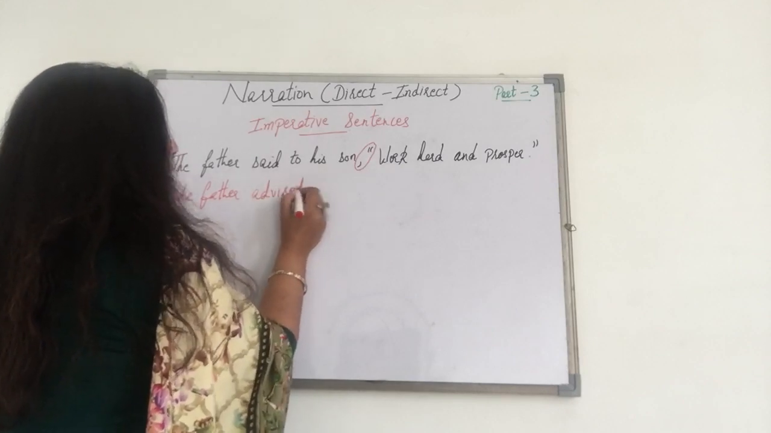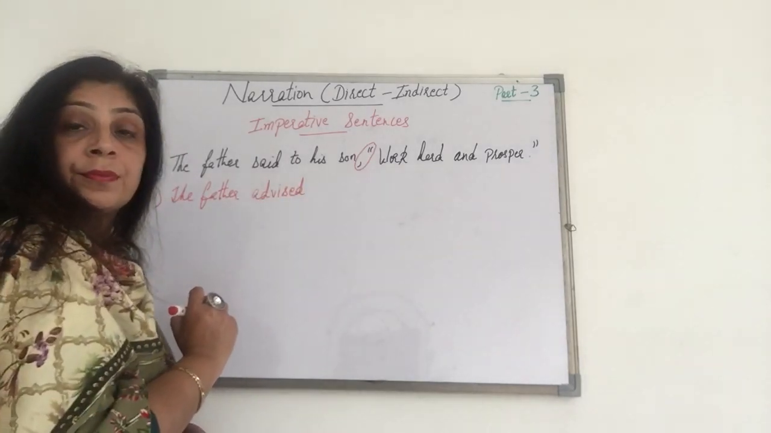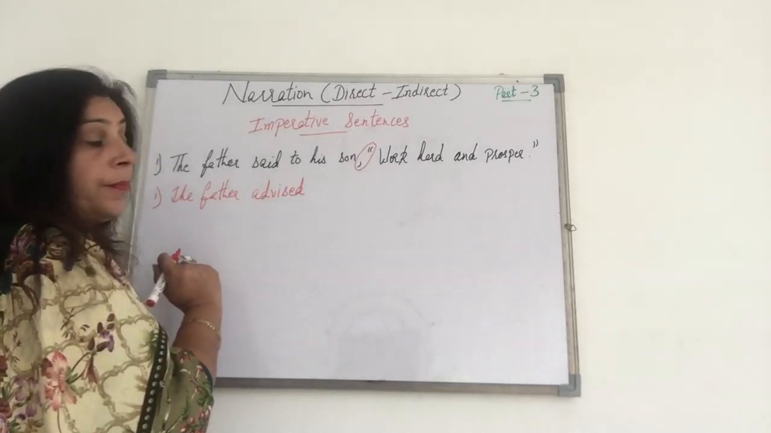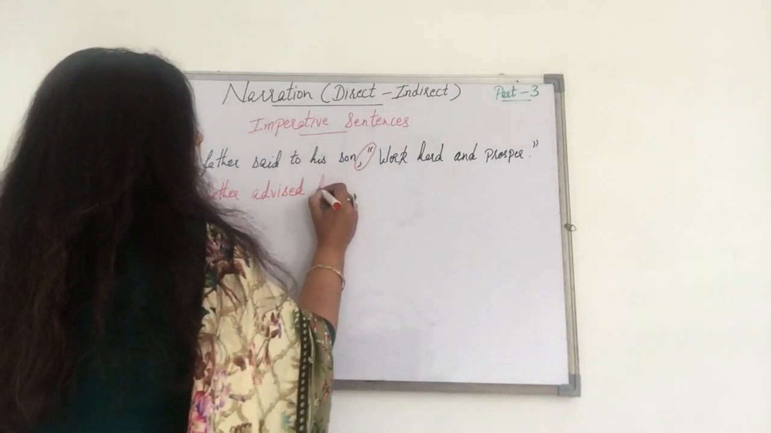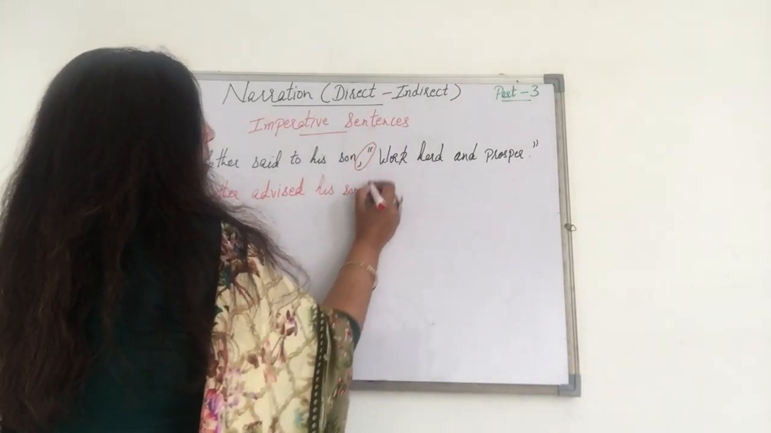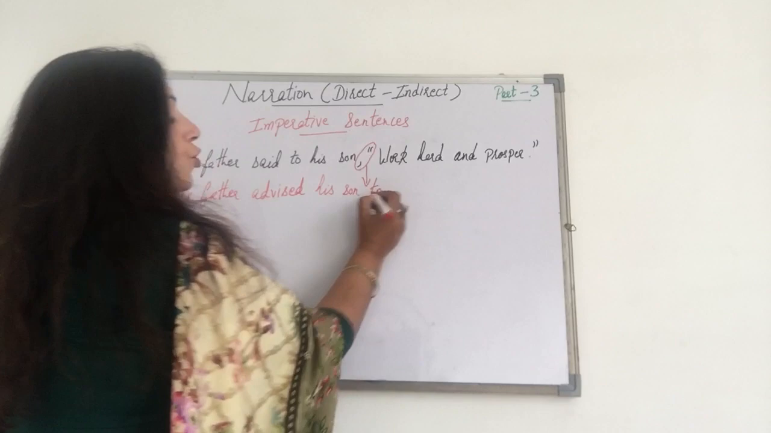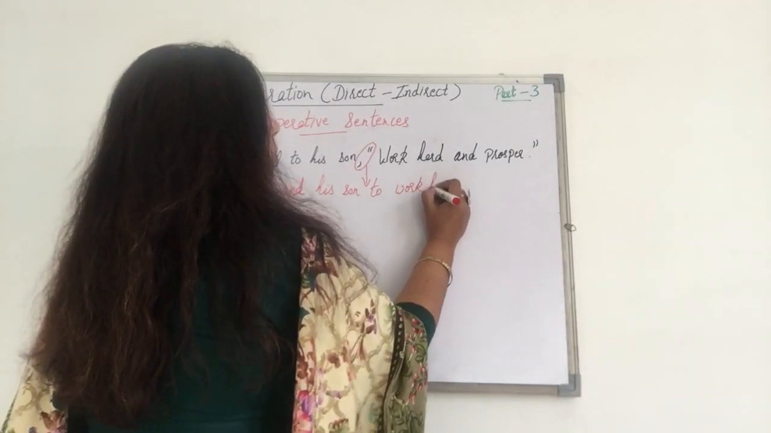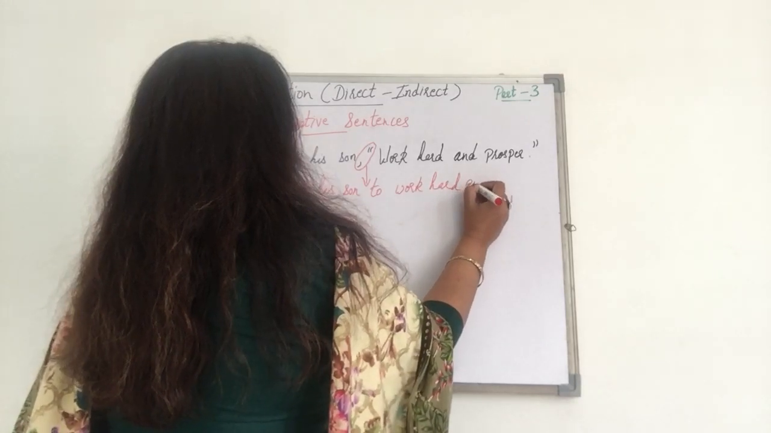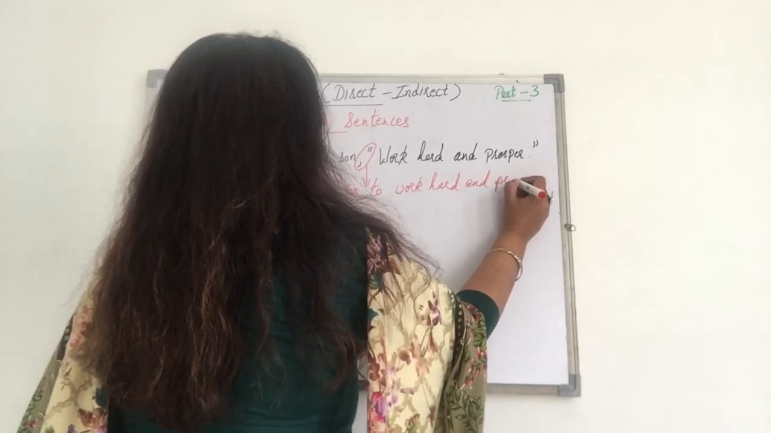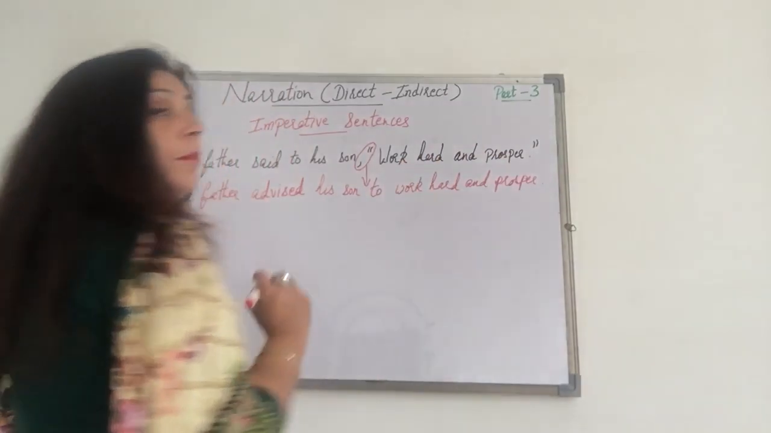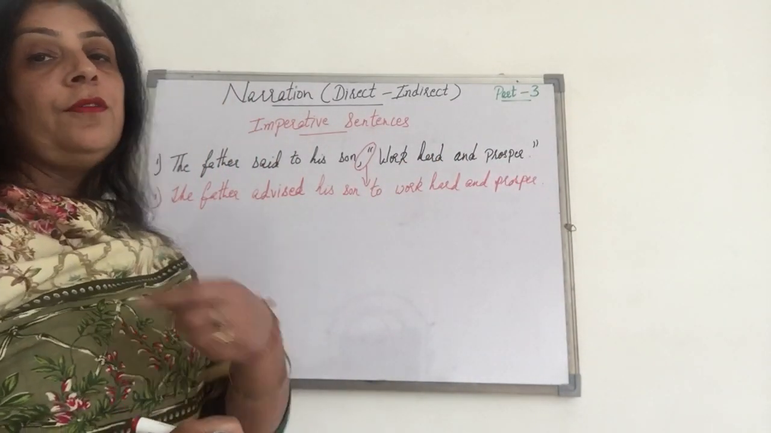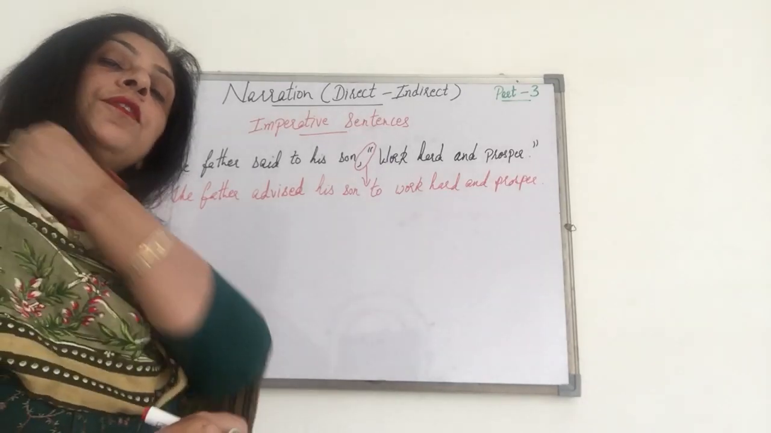And whenever we use the word advised as a verb, we always use said or saying. The father advised his son to, straight away it can be done, to work hard and prosper. Because we know very well that with to we always use the first form of verb. This is one way of doing it.